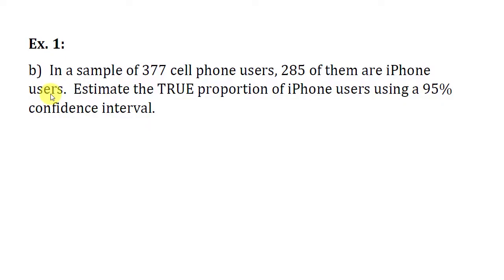All right, so now same example, but we're now in part B, or question B. So by far you can see that in this example 1, there hasn't been a beginning description or anything like that. Each question in the example 1 right here is one question on its own and having its own description. So here, in a sample of 377 cell phone users, 285 of them are iPhone users. Let's now estimate the true proportion of iPhone users by using a 95% confidence interval.